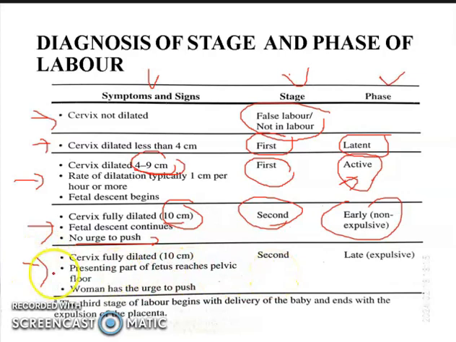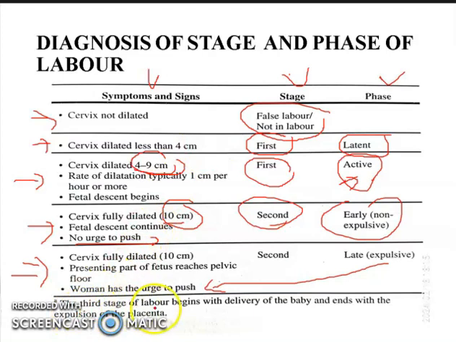In our fifth row, we have cervix fully dilated at 10 centimeters. The presenting part of the fetus reaches the pelvis, and then the pelvic floor, and the woman has the urge to push. This is the second stage of labor as well, and it's the late phase or expulsive phase. It's expulsive phase because the woman has the urge to push. She has the urge to push because of the strong contractions that she is having. So this is how you diagnose the stage and phase of labor.